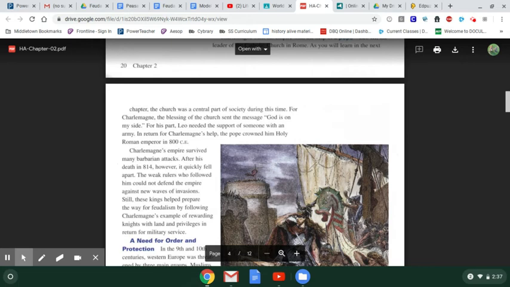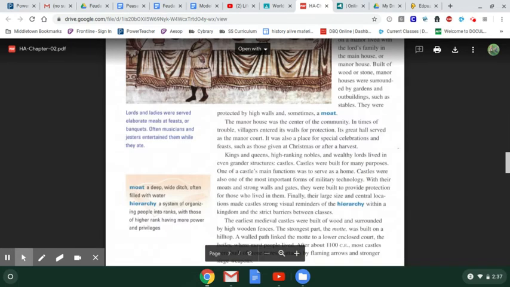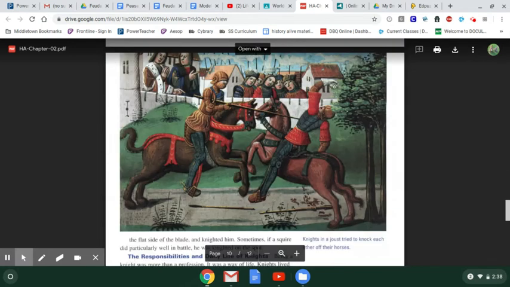So if you want to read along with the peasants section of the chapter, go ahead and open up your chapter or just look on this screen. It's a pretty short one.